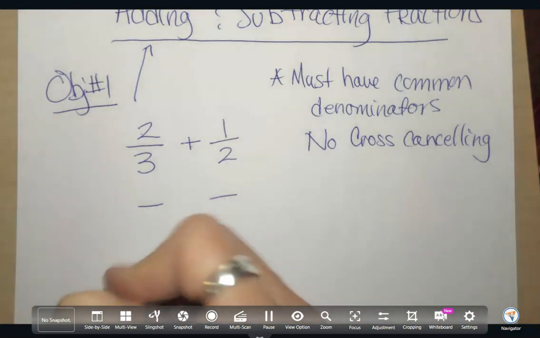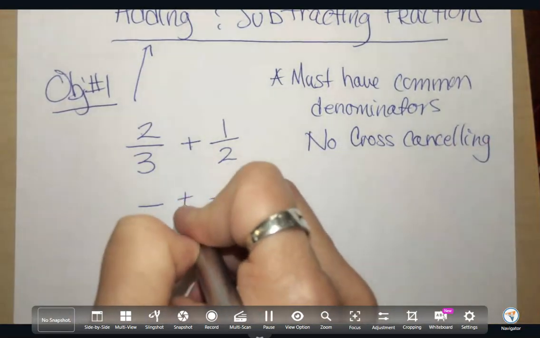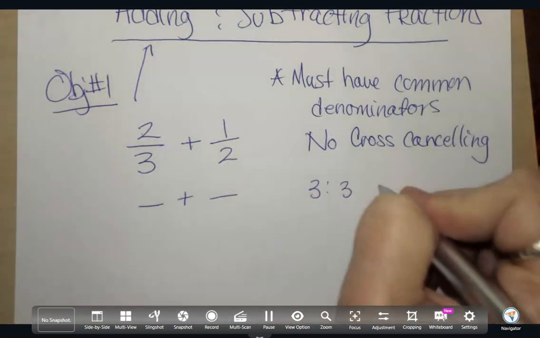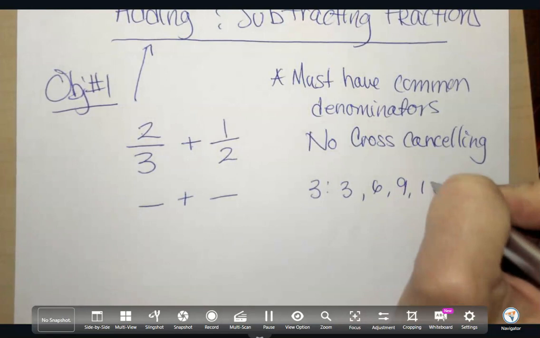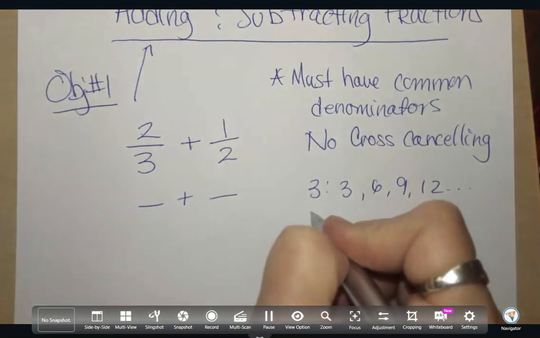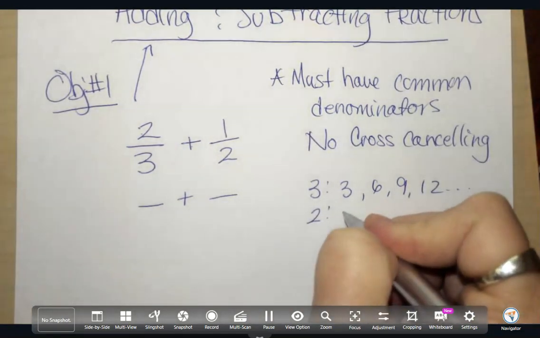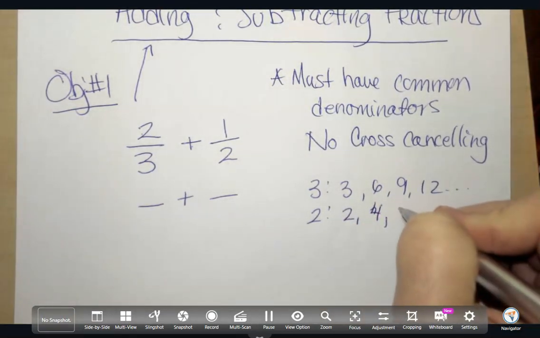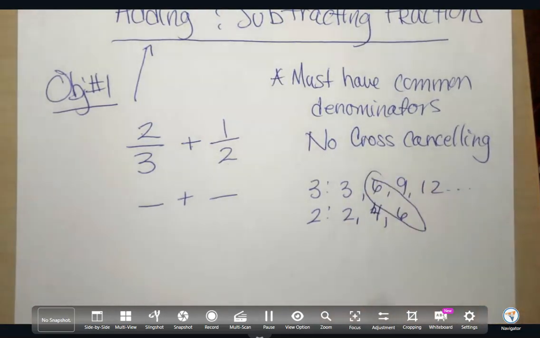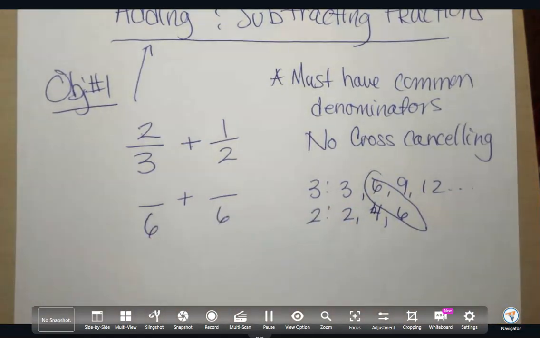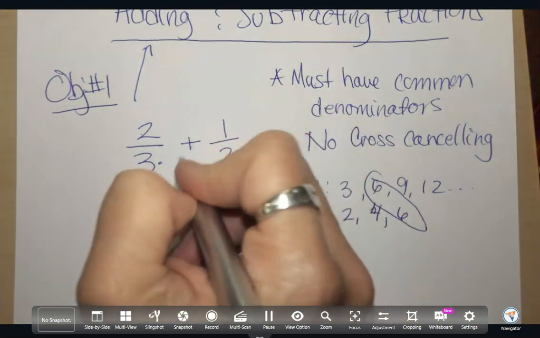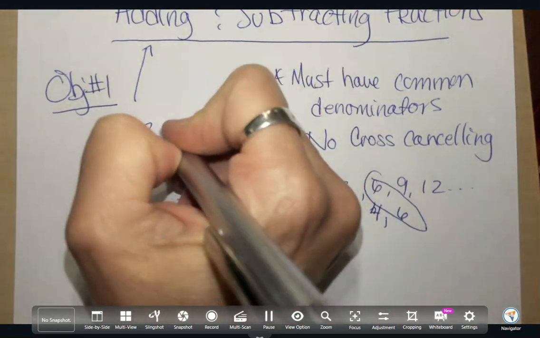2 divide into evenly. So if I think about 3, my multiples of 3 are 3, 6, 9, 12, and so on. My multiples of 2 would be 2 times 1 is 2, 2 times 2 is 4, 2 times 3 is 6. There's my common multiple. So I need it to be 6. So 3 times what gives me 6? 3 times 2. So what I do to the bottom, I have to do to the top.